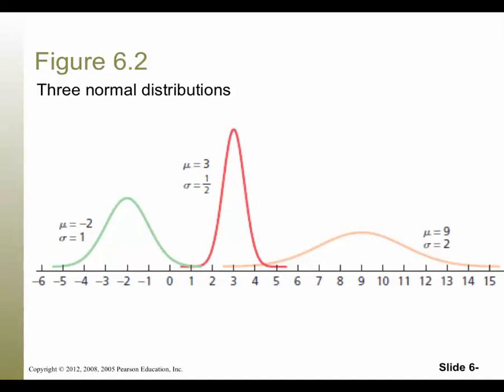What do you notice about the standard deviation of the red one compared to the green and the tan one? It's really pointy, so where does that come from? The standard deviation is? Compared to the others? Bigger? Smaller. When you have a smaller standard deviation, you have to get all your data in a smaller range.